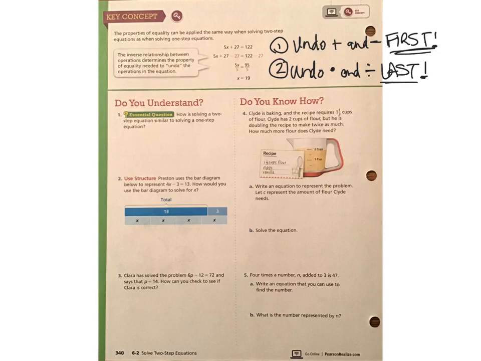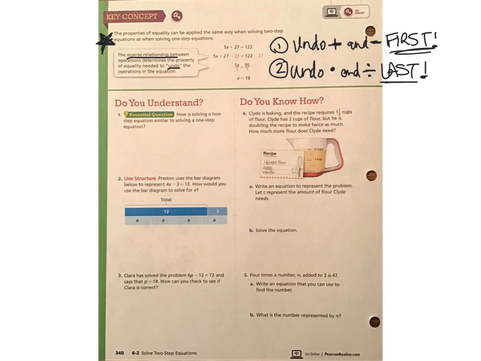As you begin your work here in lesson 6-2, I want you to remember from this key concept here that your properties of equality work the same in a two-step equation as they did when you solved one-step equations back in 6th grade. So your inverse relationships tell you how to undo the operations that you see in the equation. Remember, undo your addition or subtraction step first, and then you're going to undo your multiplication or division. And undoing them requires using that inverse operation.